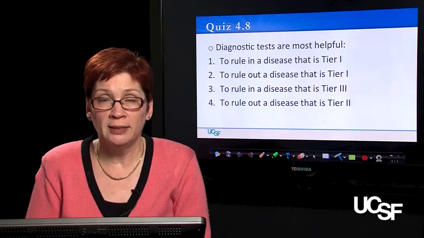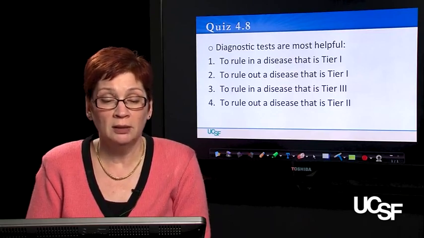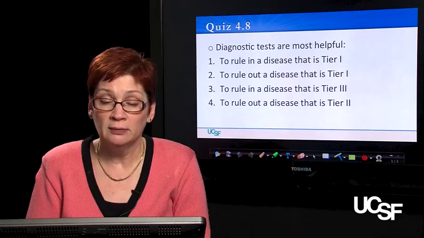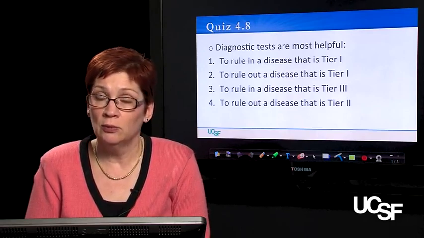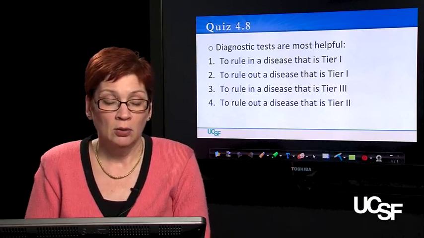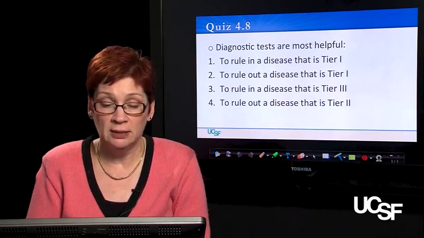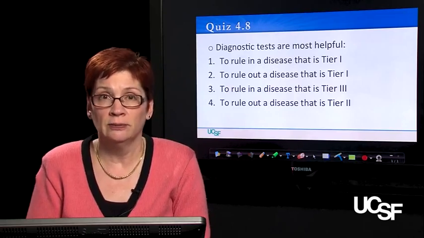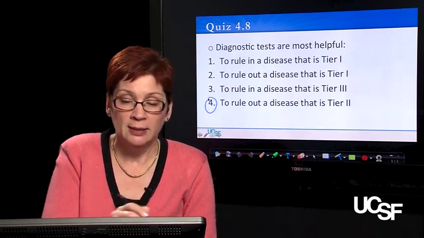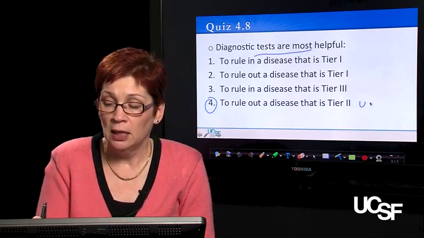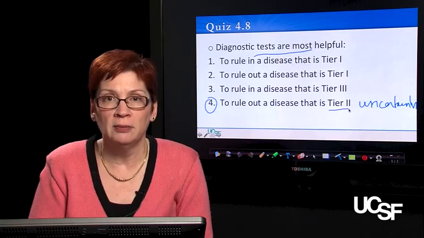So our final quiz for 4.8. Diagnostic tests are most helpful to, number one, rule in a disease that is a tier 1, likely or very likely. Number two, rule out a disease that's tier 1, likely or very likely. Number three, rule in a disease that's tier 3, that is a low pretest probability of disease, or to rule out a disease that's tier 2. And the answer, of course, is number 4. Diagnostic tests are most helpful in cases of diagnostic uncertainty, which is our tier 2 type diagnoses.